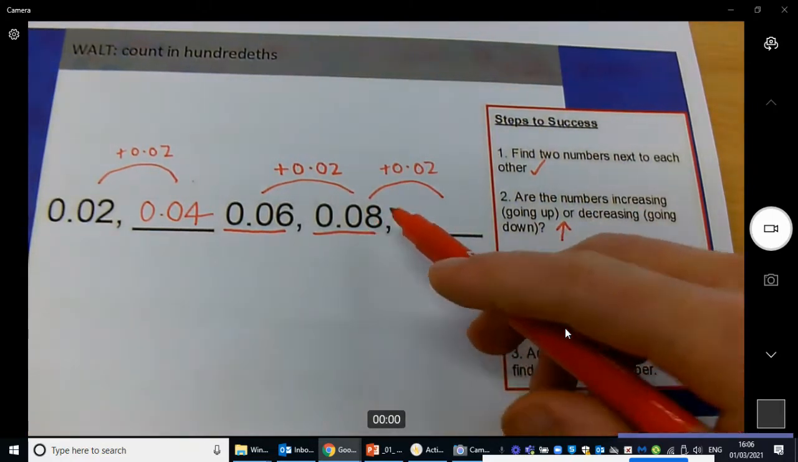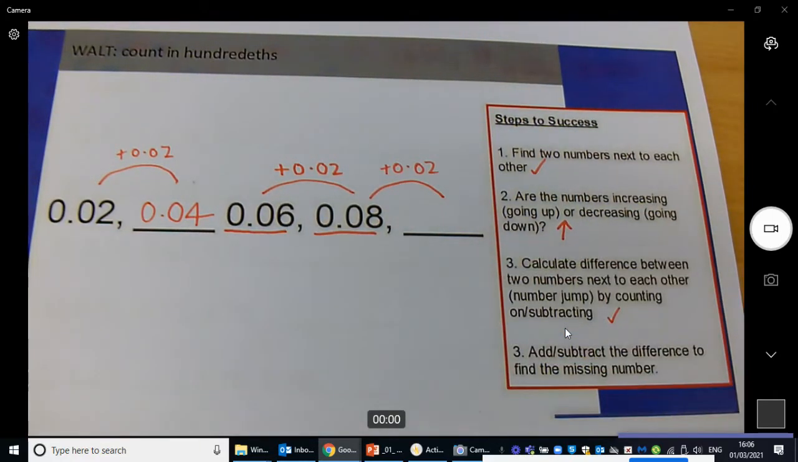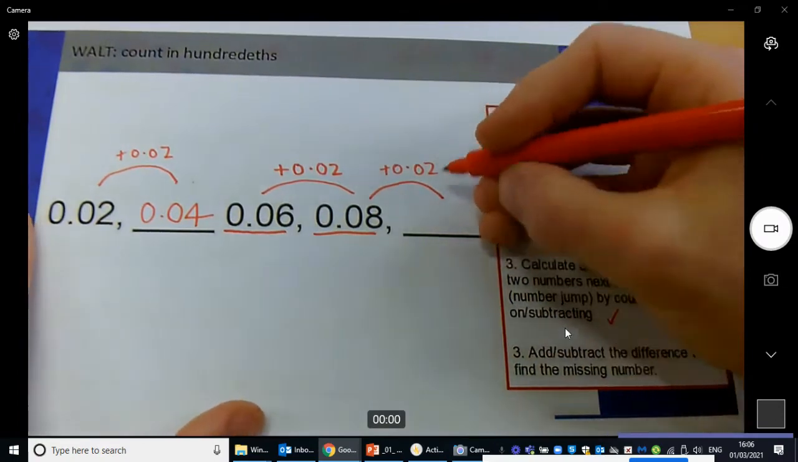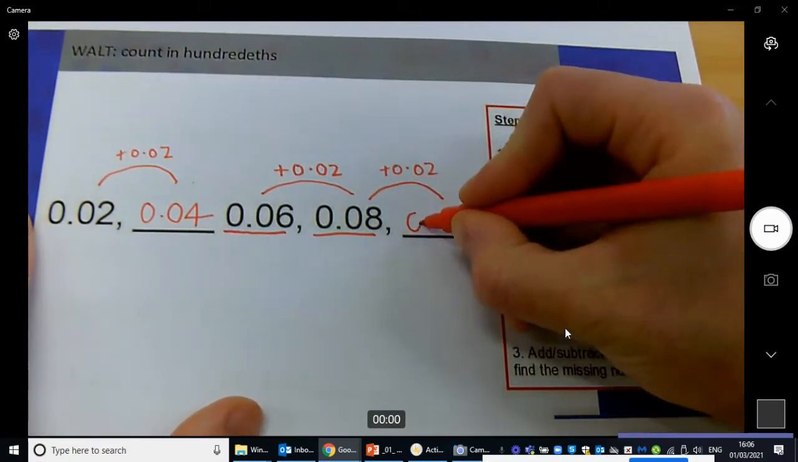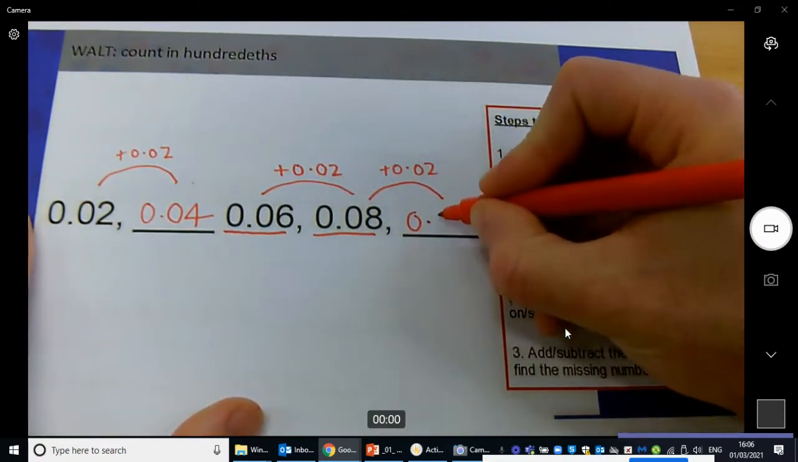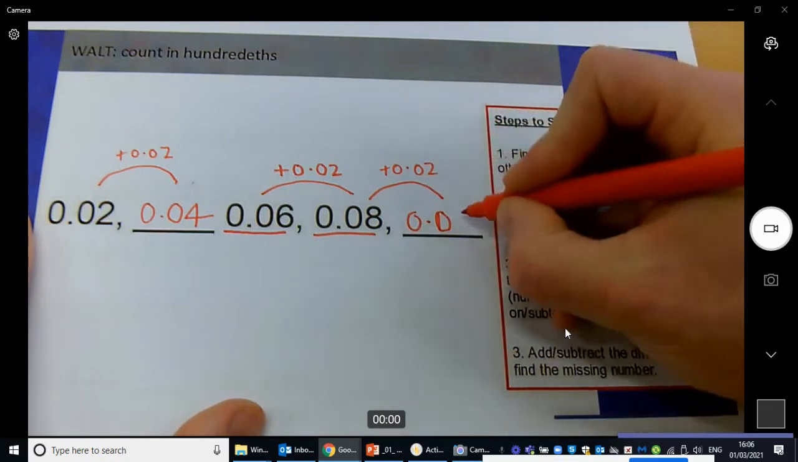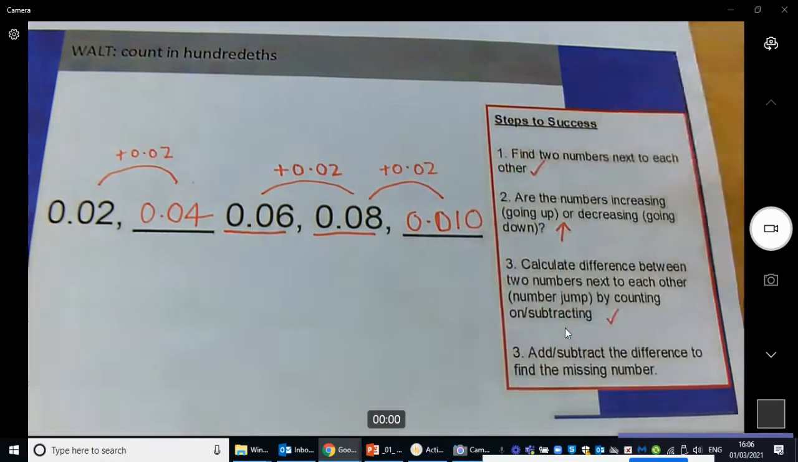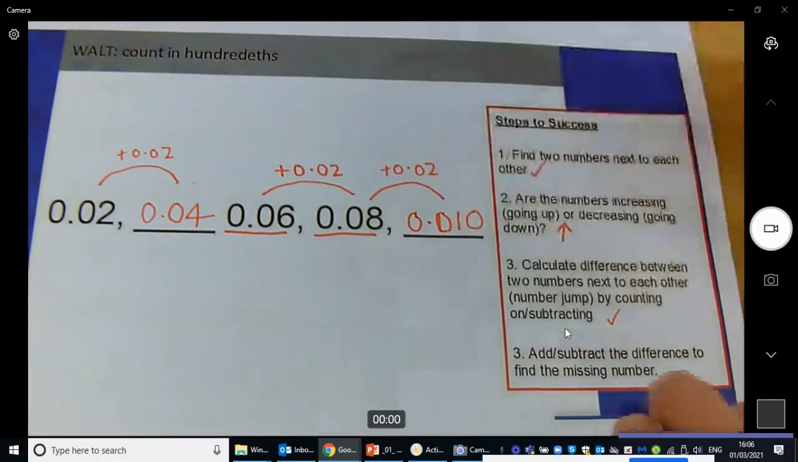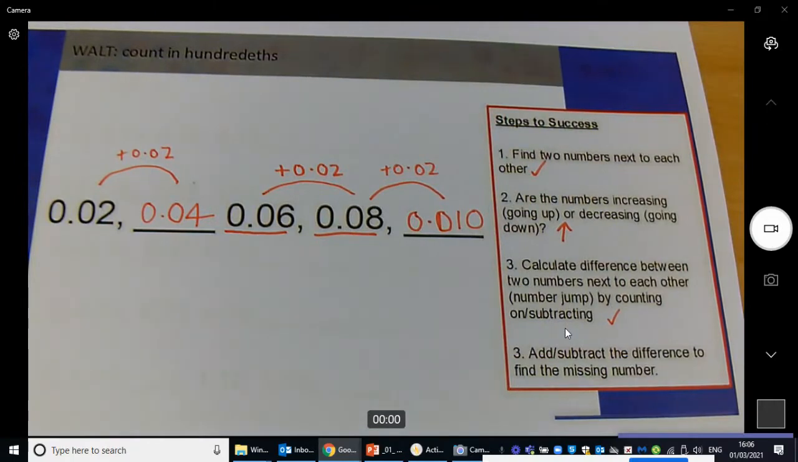So we need to add 2 hundredths to that. Now, what would you reckon if I did 0.0, well, I know that 2 more than 8 is 10, like that. What do we think of that? Because I've gone from 0.08 to 0.010. So we actually can't do that.